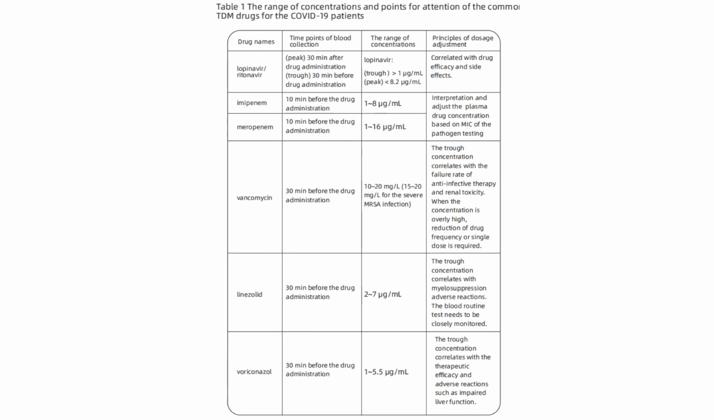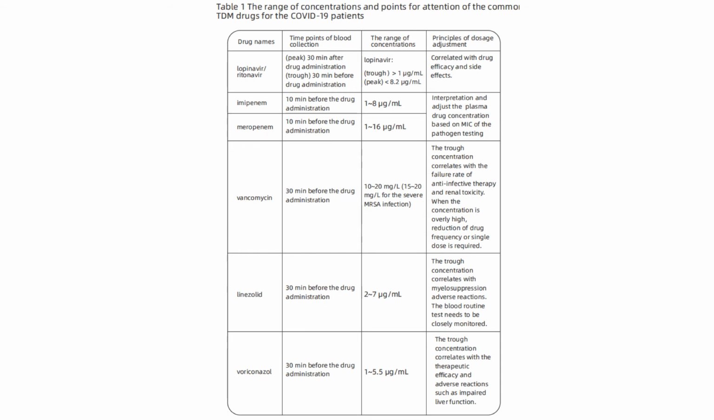For imipenem, you measure the drug level 10 minutes before the drug administration, and the range should be 1 to 8 micrograms per milliliter. And the principles of dosage adjustment are to interpret and adjust the plasma drug concentration based on the MIC of the pathogen testing.